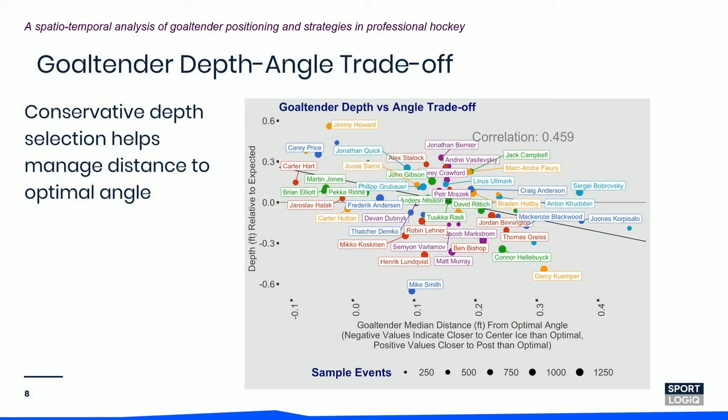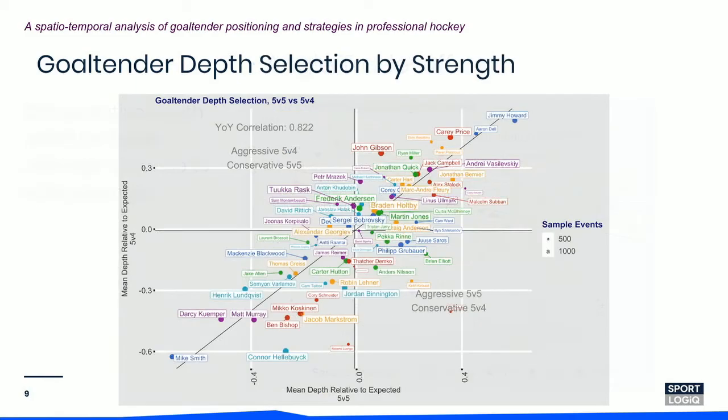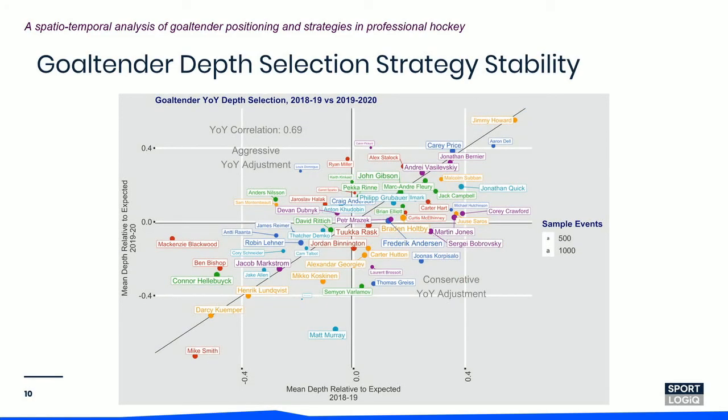So that's fairly significant. And you can see there's this trade-off: the more aggressive you are, the tougher it is to maintain angle in some situations. That's the trade-off, right? And that's totally intuitive and consistent with what you would expect. Going through, this is by strength, 5-on-5 versus 5-on-4. There's actually quite a strong relationship. Most goalies in the NHL are coming out with similar strategies for each. That is actually a little bit stronger than I would expect. We can also look at the year-over-year adjustment.